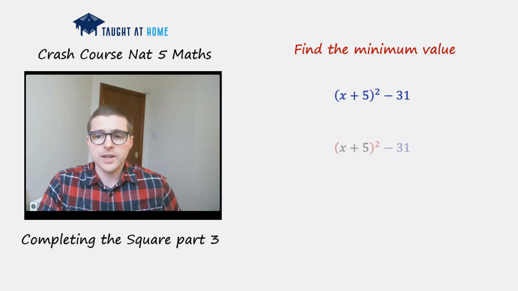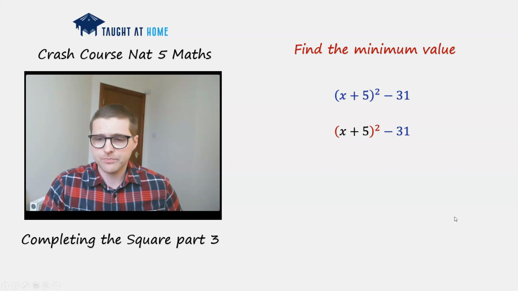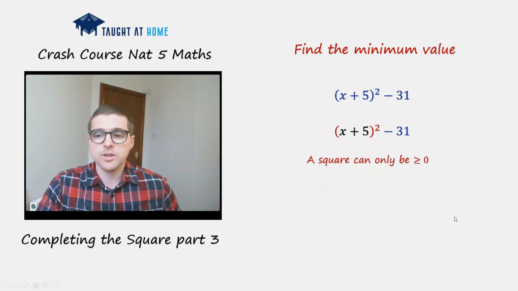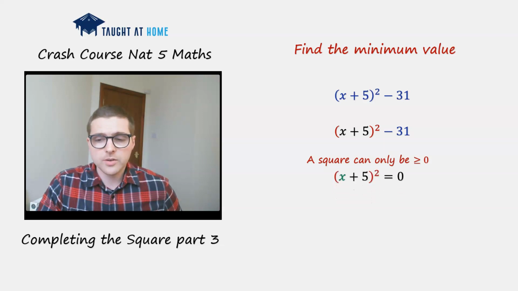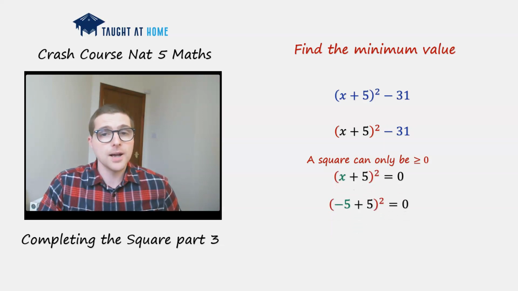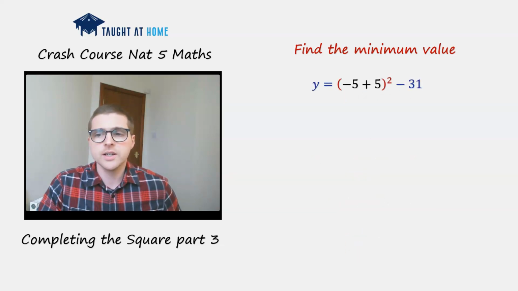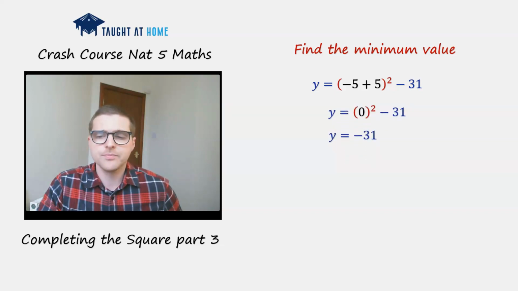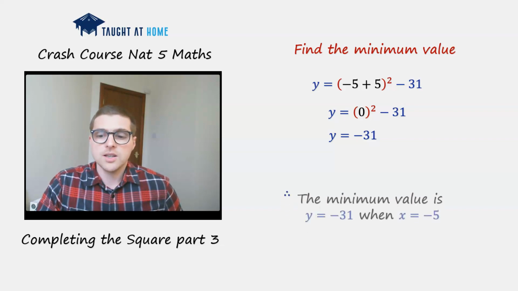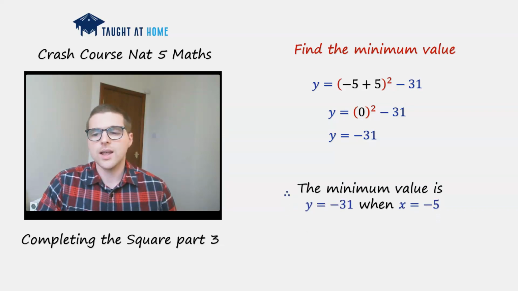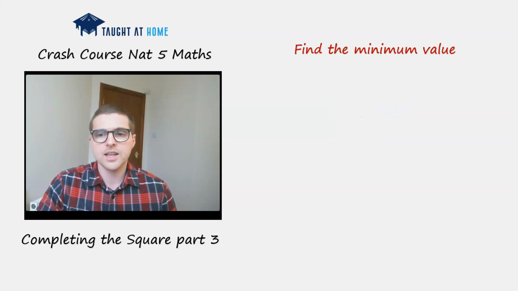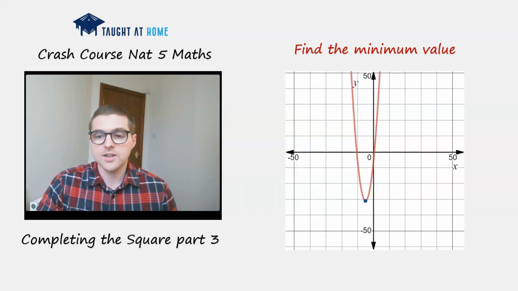And now what we want to do, again, is find out where the brackets equal 0, because remember, a square can only be greater than or equal to 0. So what value of x would make that 0? It would be minus 5. And so we can put this minus 5 into the equation, and we can see that the minimum value would be y equals minus 31. Therefore, we can say that the minimum value is y equals minus 31 when x is equal to minus 5. And again, if we were to plot this, we would see that the minimum value here would occur when x is minus 5.